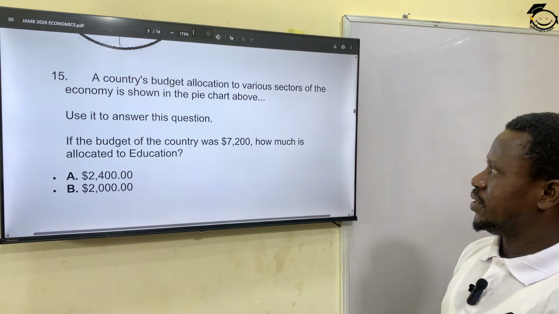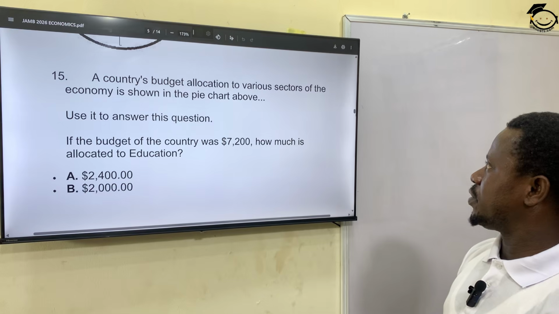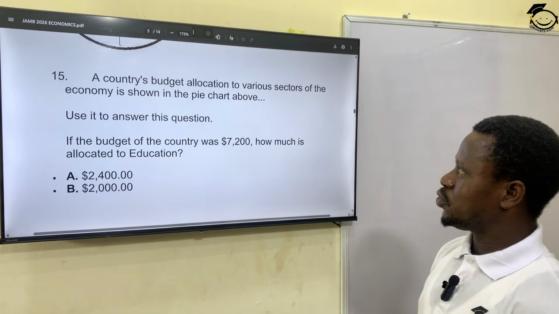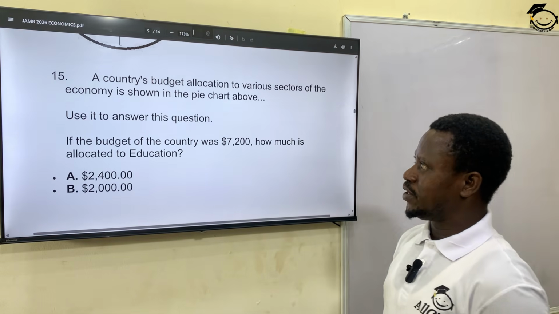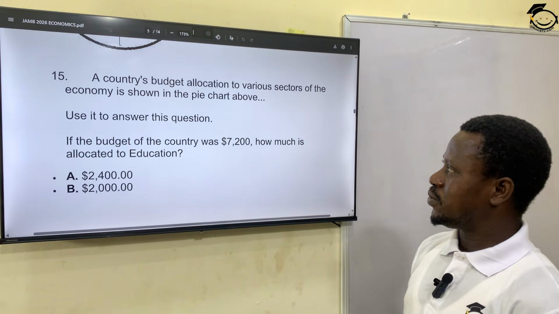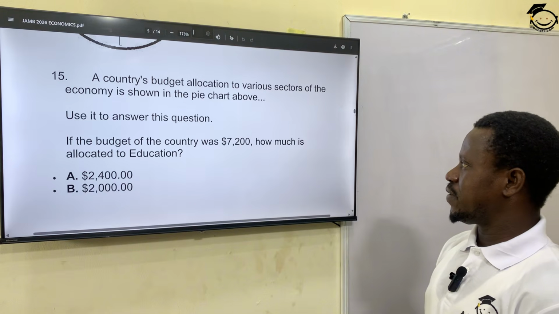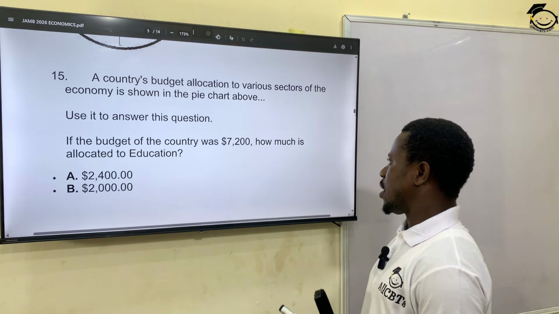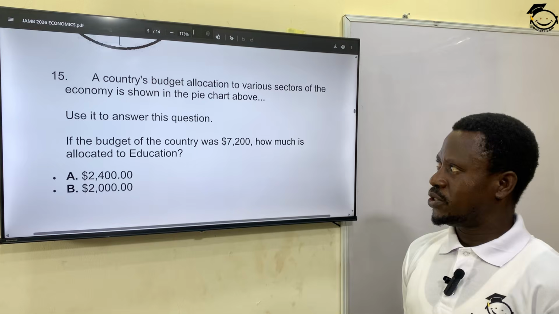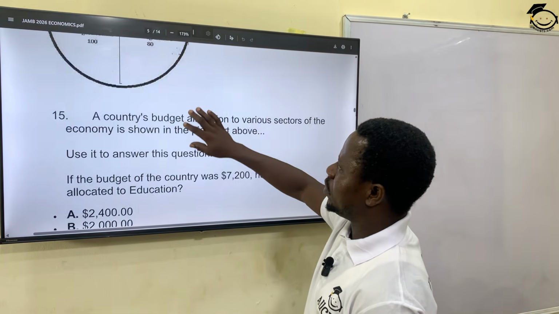A country's budget allocation to various sectors of the economy is shown in the pie chart above. You can see the pie chart there. So use it to answer this question. If the budget of the country was $7,200, how much is allocated to education? Let's see the pie chart and see what it is.